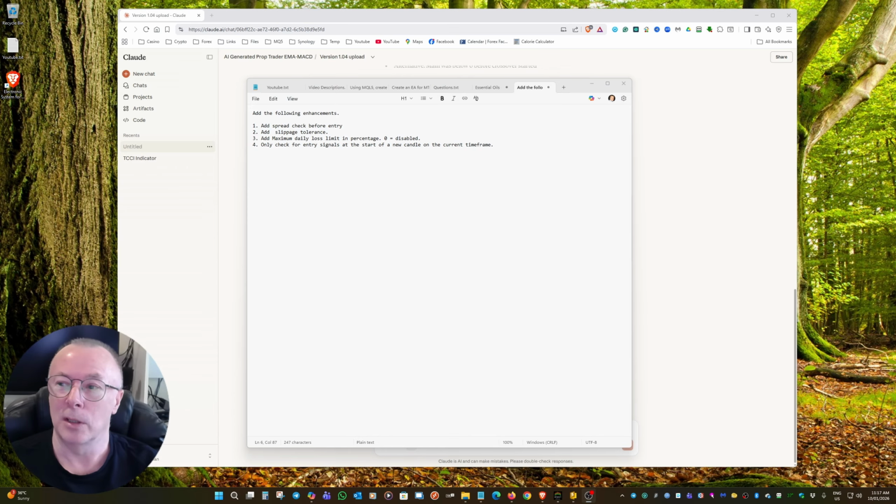and let's have a look at this one. We want to add a spread check before entry and also slippage tolerance. So in case our price is slipped at the entry time, we don't want to miss the trade altogether. We will actually allow a little bit of slippage. We want to have a maximum daily loss limit and the option to disable it just by setting it to 0.